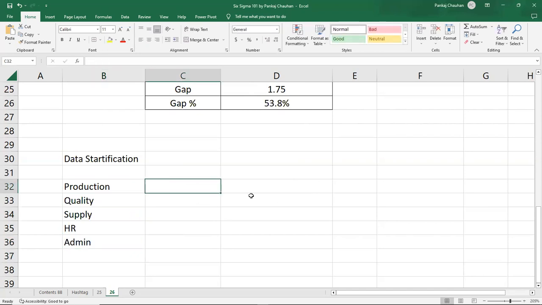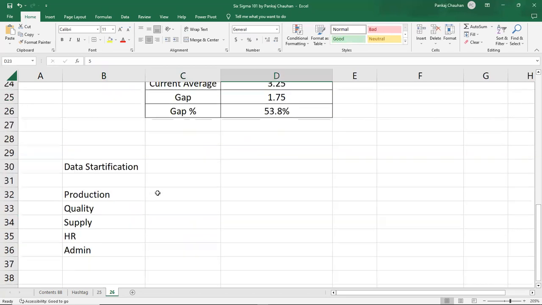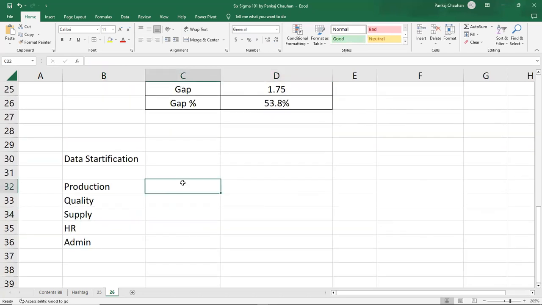Production wise, employee satisfaction, where the minimum target is 5, you are already at 5.5. Quality wise, maybe you are at 5.9. Supplies wise, you are at 6.1. HR wise, let's say 2.3. And admin wise, you are at 5.4.